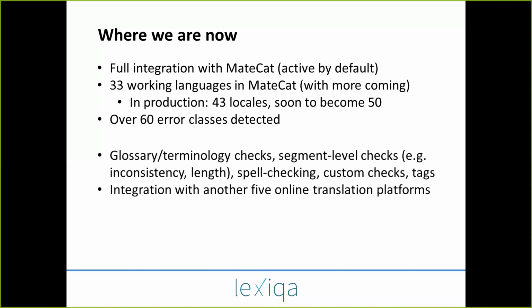Now, there are some things that we do which MakeCat doesn't support in terms of functionality because they support these operations in a different way. So things, for example, like terminology checks or segment level checks like inconsistencies or length checks, spell checking, custom checks, and how you identify and handle tags. All these are issues that MakeCat handles on its own, and we have a different way of handling those, and we do that in our own editor, which is a completely different environment from MakeCat.